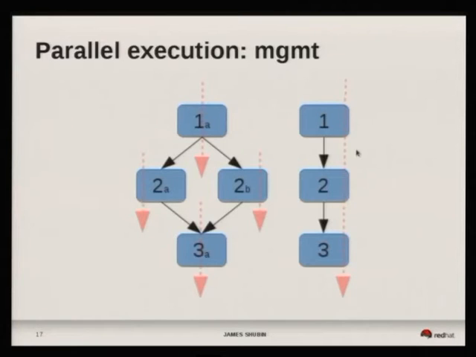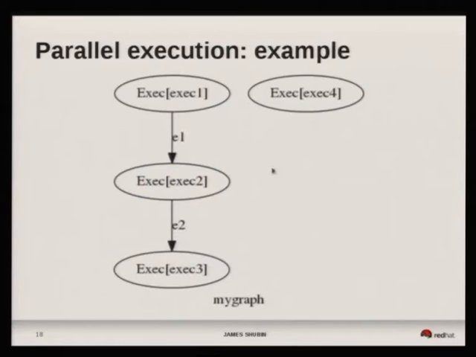But in addition to that, once we've run this part here, 1A, we can actually run 2A and 2B in parallel at the same time, right? Because there's no longer a dependency lock on either of them. And the system figures this out automatically. And then, lastly, 3A will run. So I'm going to give you a quick example.